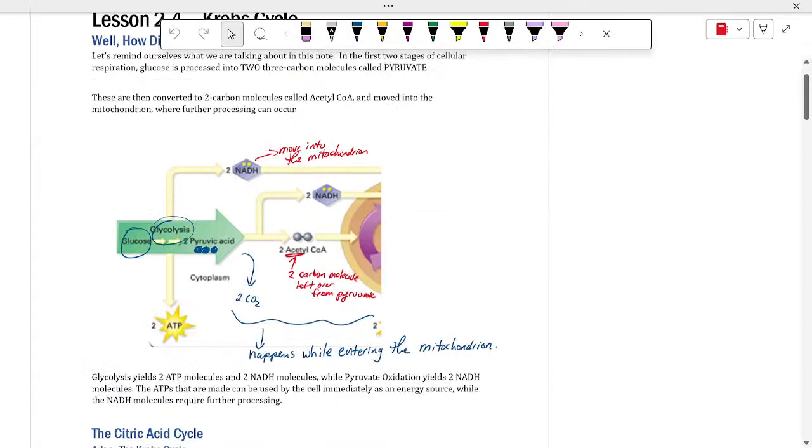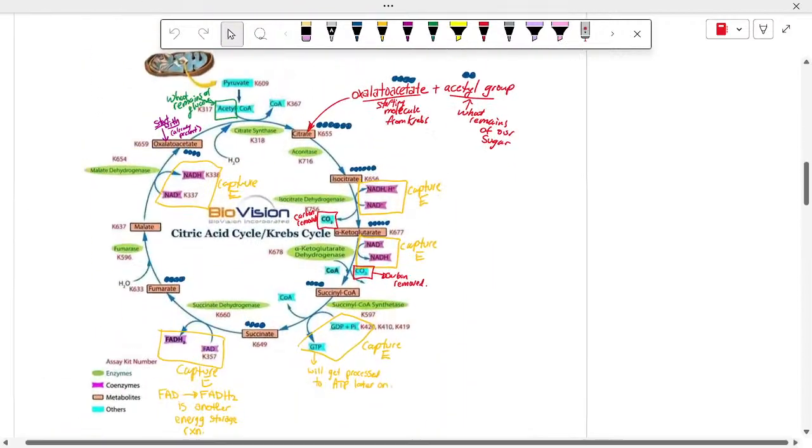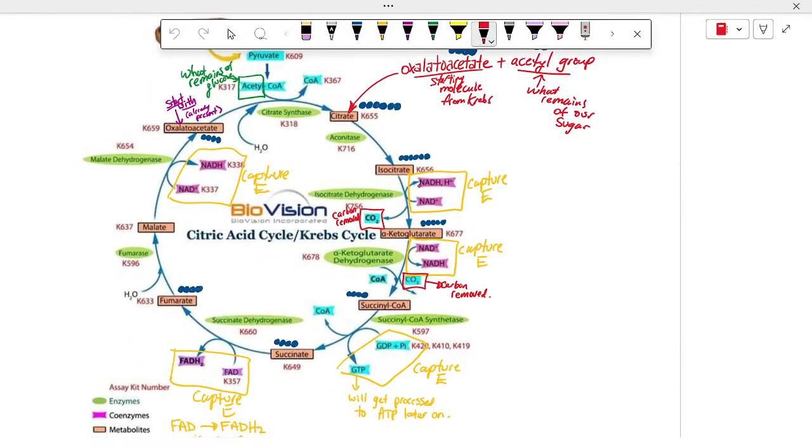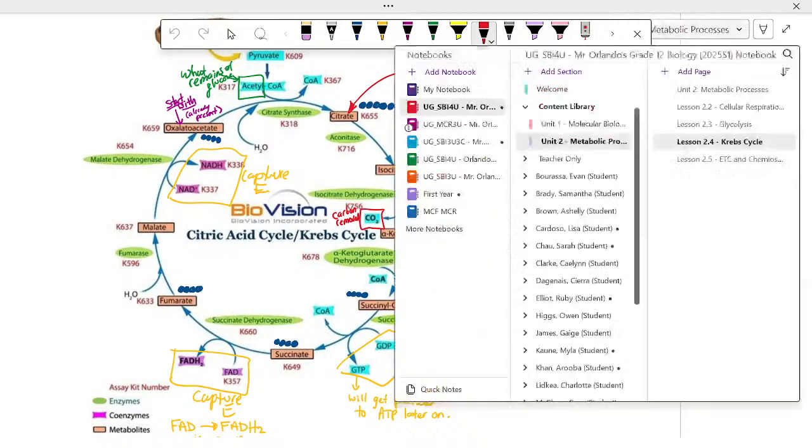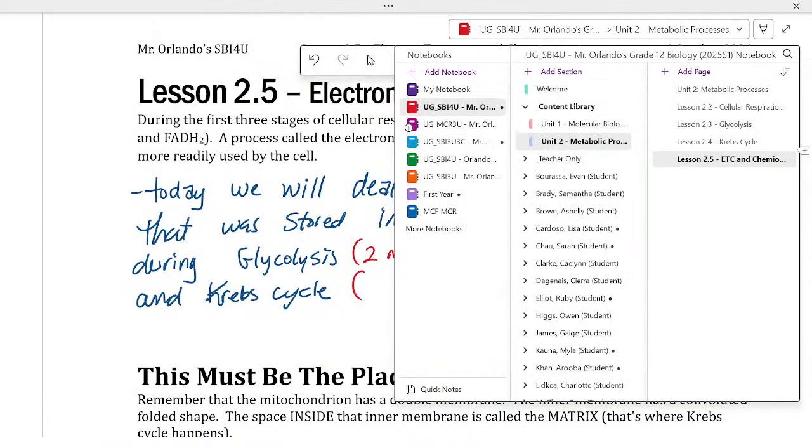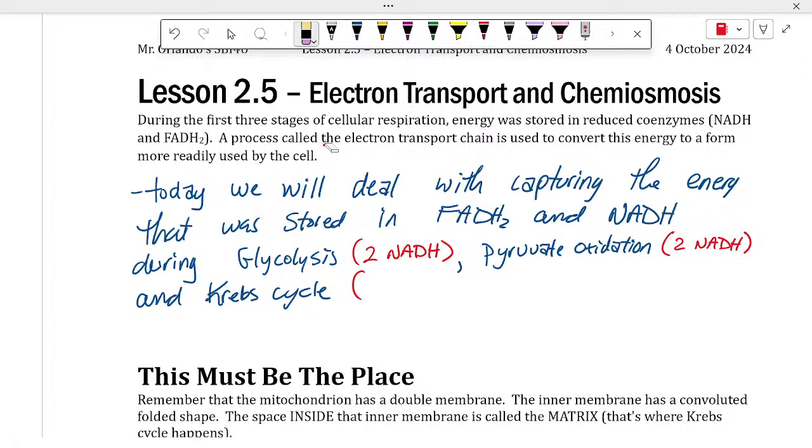If we go back and look at it, during Krebs cycle, we get NADH when isocitrate is dehydrogenated and CO2 is released. We get it when alpha-ketoglutarate is dehydrogenated and another CO2 is released. And then we get it right at the end when malate gets turned back into oxaloacetate. So we get how many NADHs per cycle? 3. But of course, how many cycles do we get for every glucose? 2. So that's a total of 6 NADHs.